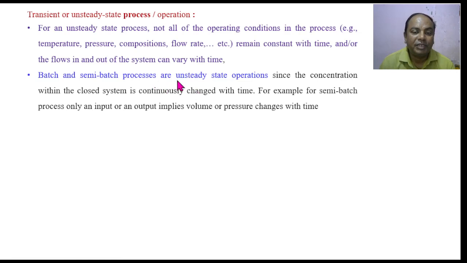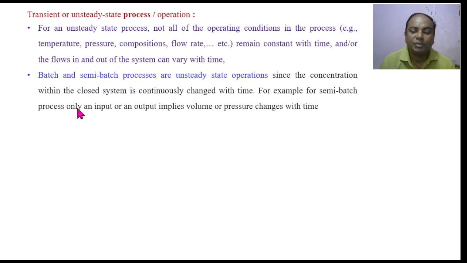that is, the system has to come from one state to another state, and therefore this process variable changes during that period. So we can say that batch and semi-batch processes are operating under unsteady state condition. Similarly, you can take the example of semi-batch.